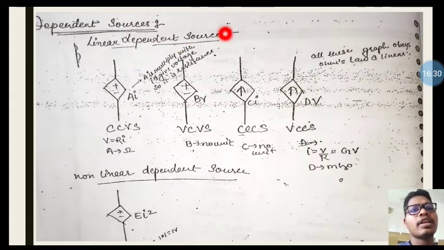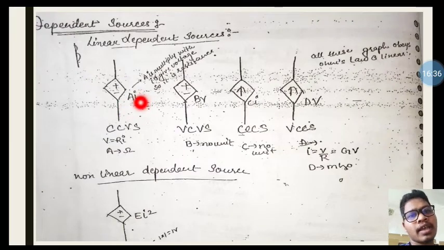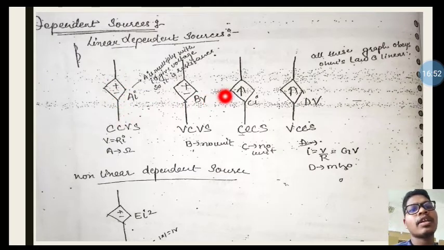Okay, see, these are the linear dependent sources. If the plus and minus sign is there, then it is a voltage source, or if an arrow sign is there, then it is a current source. Okay, so if something value with the current sign is there, then it is current control. Like that here also voltage control.